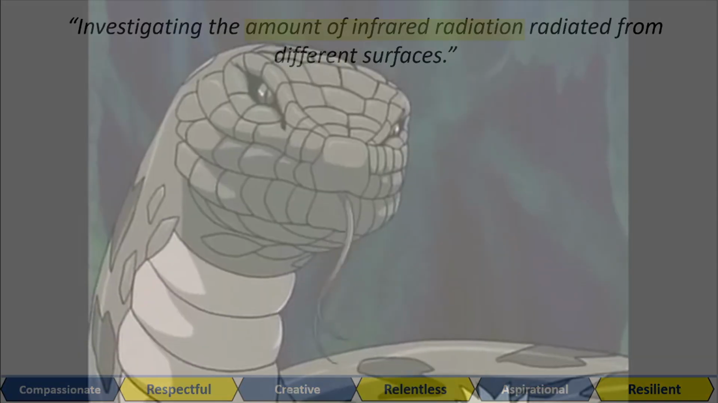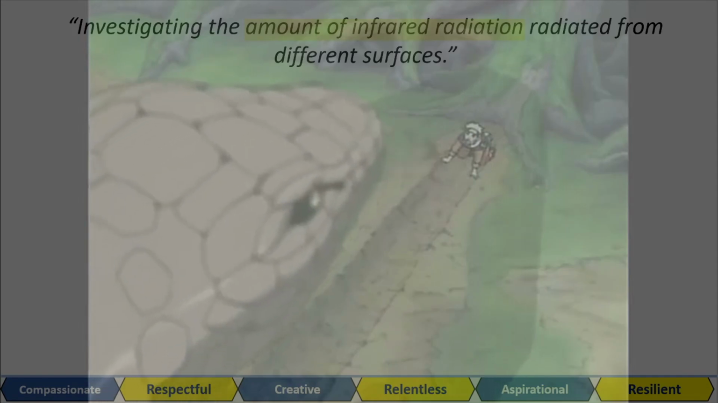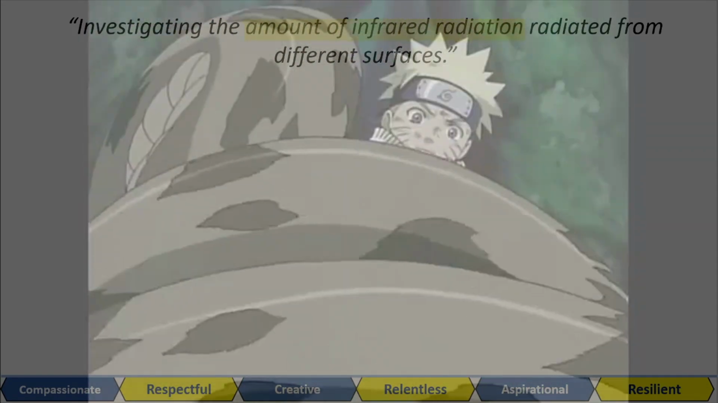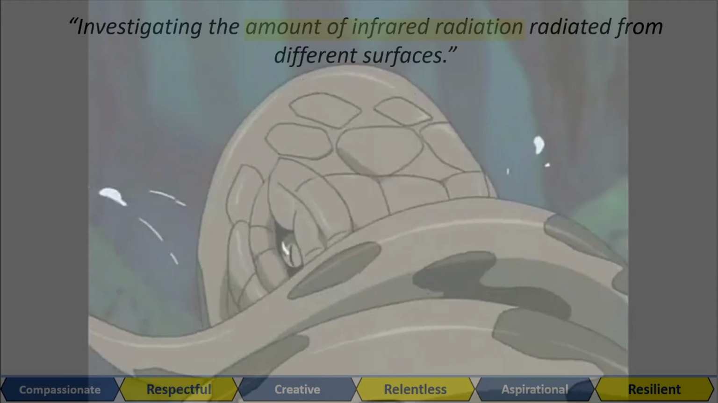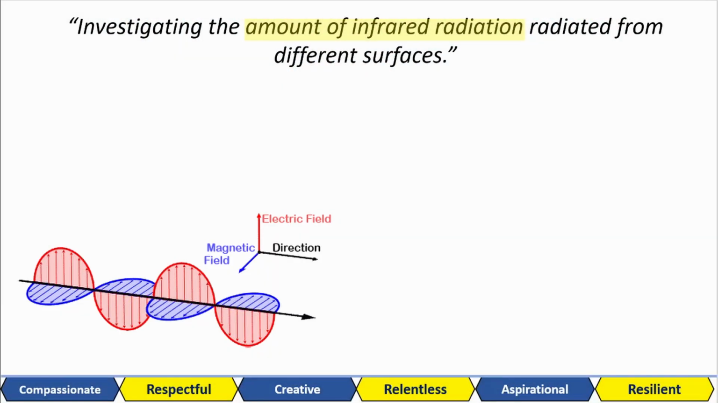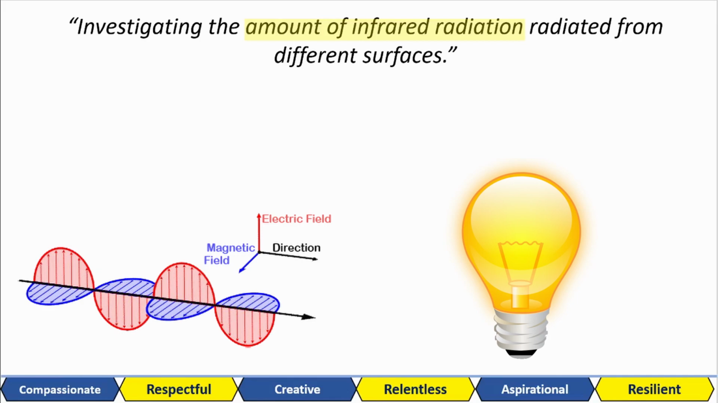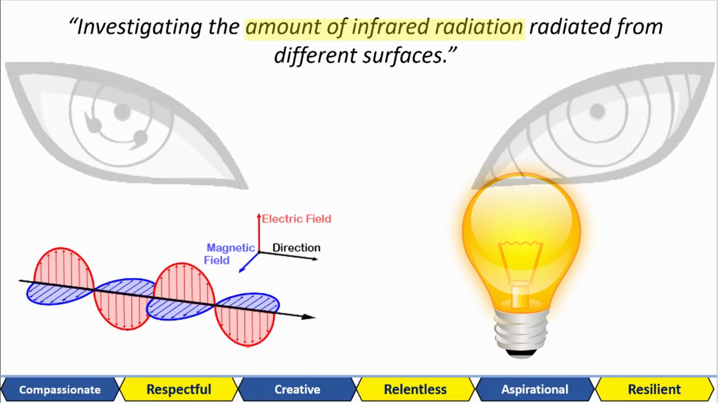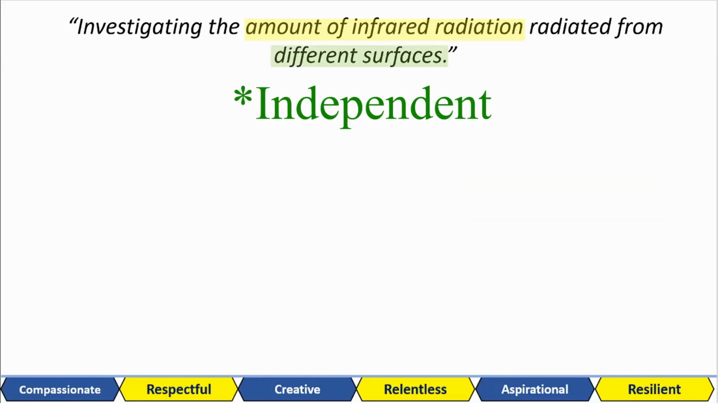And some organisms like snakes, the reason why they can track you in the night isn't just the smell particles, but they can actually sense the infrared radiation. It's EM waves, just like light. So they're basically seeing you in the dark because of the heat that you're giving off. What we're changing, the independent variable, is the different surfaces.